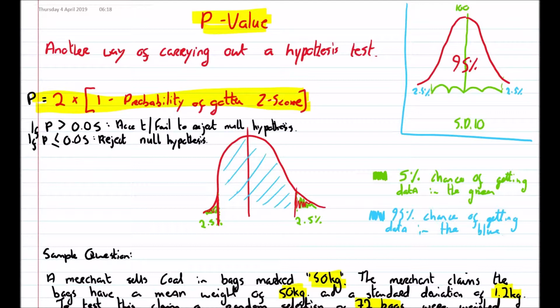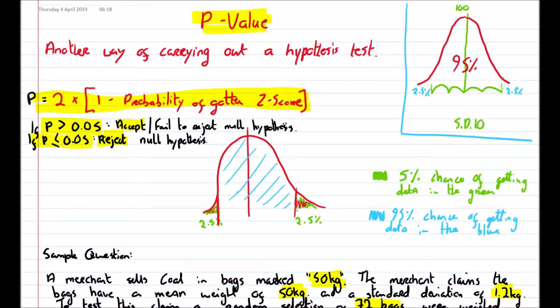If our answer, p-value, is greater than 0.05, then we can accept or fail to reject our null hypothesis. Okay, so our null hypothesis is correct. However, if our p-value is less than or equal to 0.05, then we'll reject our null hypothesis.